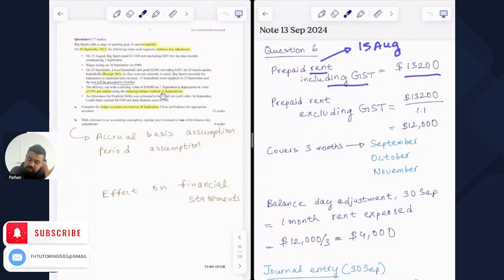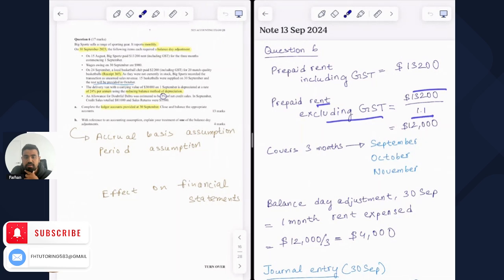So when we prepaid this rent initially, we prepaid this including GST, and we prepaid $30,200 in total. So if I want to find the prepaid rent excluding GST, I simply divide 30,200 by 1.1. This is because the GST rate is 10%. So if I was to reverse from GST including to GST excluding value, I have to divide the GST including value by 1.1. And on that basis, the prepaid rent excluding GST comes out to be $12,000.